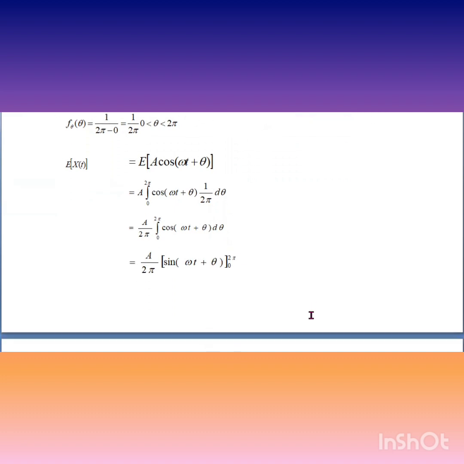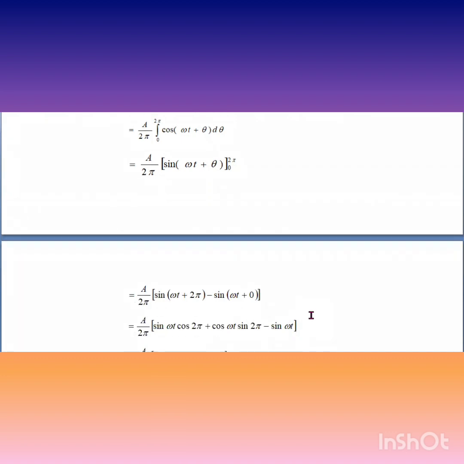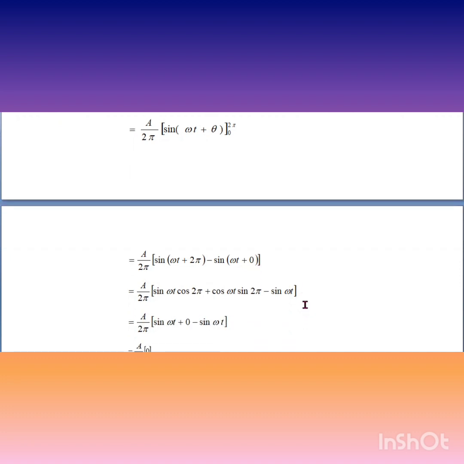So first you have to apply the upper limit. Next you have to apply the lower limit. So a divided by 2 pi, sine of omega t plus 2 pi minus sine of omega t plus 0. This sine of omega t plus 2 pi will be sine omega t, if you know the formula. Suppose if you don't know, you can expand it.